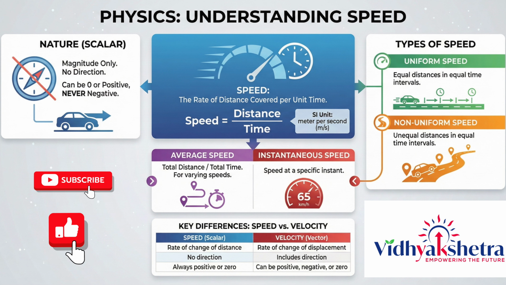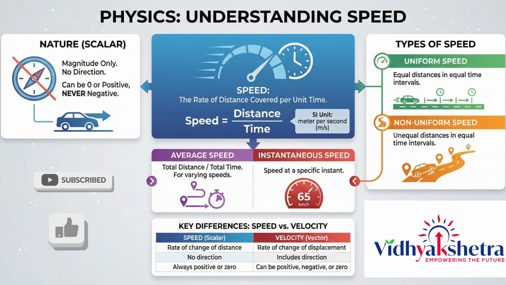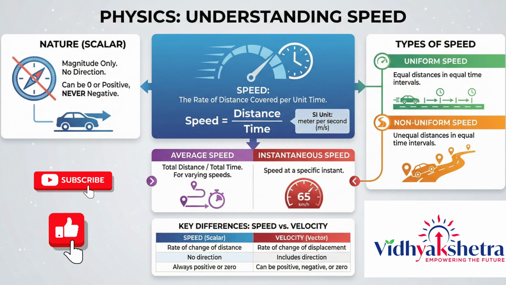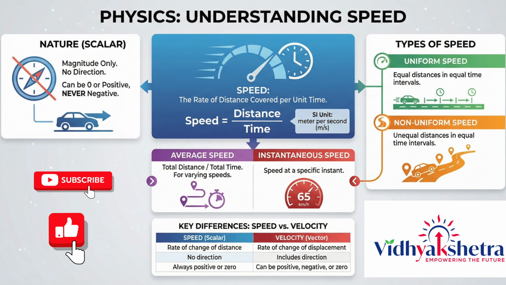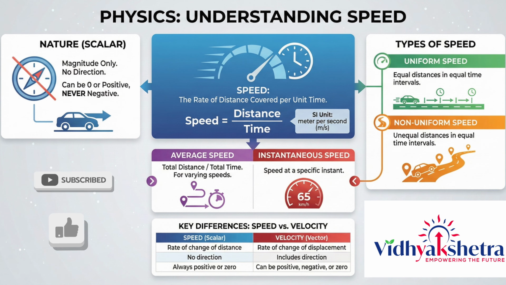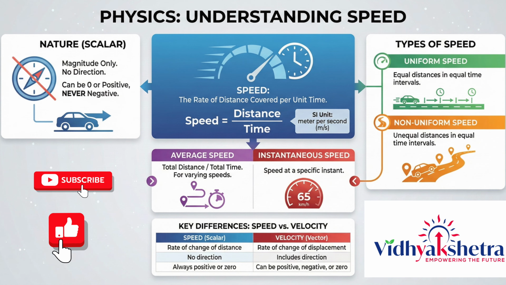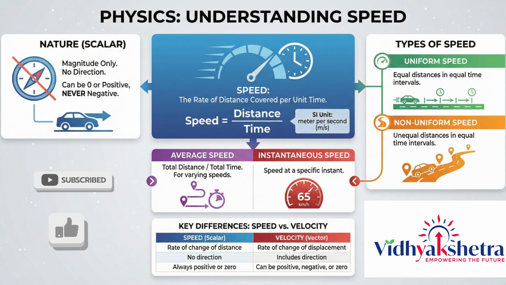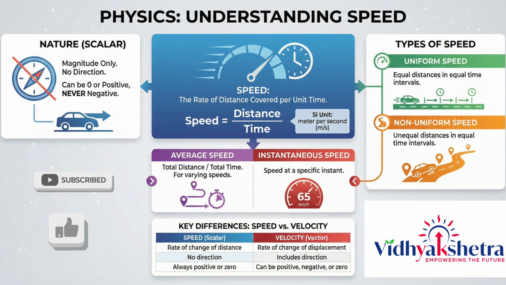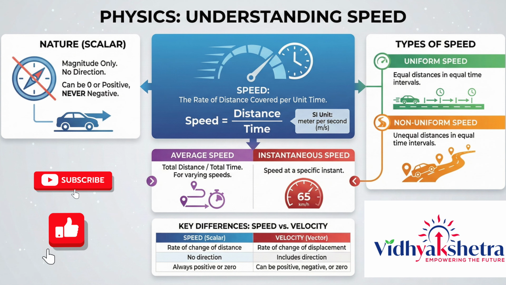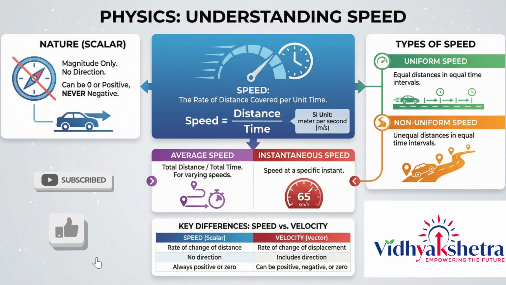Nature of speed, scalar quantity. Speed is a scalar quantity, which means it has only magnitude and no direction. This is a very important point. Speed tells us how fast an object is moving, but it does not tell us where the object is moving, north, south, east, or west. Because of this, speed is different from velocity, which includes direction.